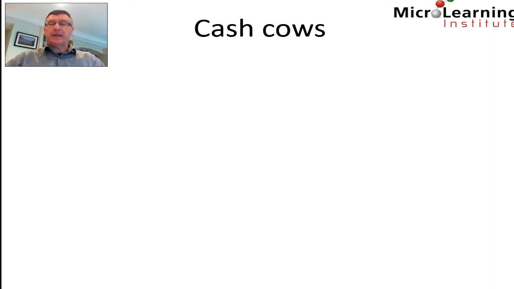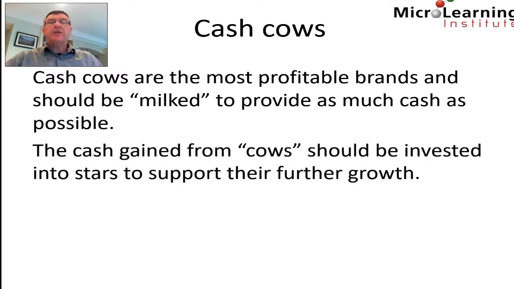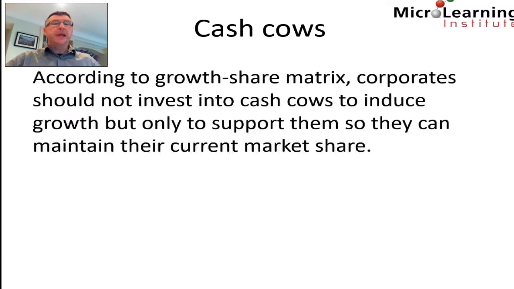Next, let's look at cash cows. Cash cows are the most profitable brands and should be milked to provide as much cash as is possible. The cash gained from cash cows should be invested into stars or question marks to support their further growth. According to the growth share matrix, corporates should not invest into cash cows to induce growth, but only to support them so that they can maintain their current market share.